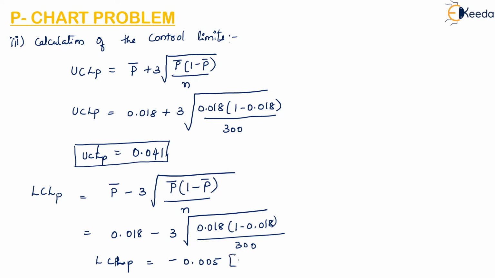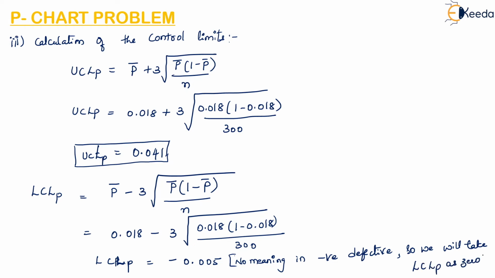I will write it down. No meaning in negative defective. So we will take the lower control limit for the P chart as 0. So let us take 0 as the answer.